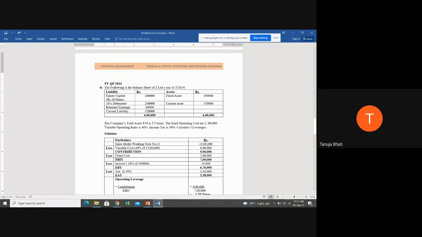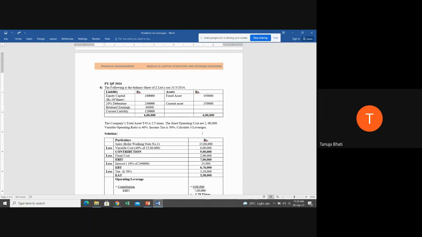Okay, the company's total asset turnover ratio is 2.5 times. What is the meaning of turnover, students? Turnover is nothing but your sales. So total asset turnover ratio is 2.5 times. The fixed cost is 2 lakhs given. The variable cost is 40%. And I told you variable cost is always related to your sales. So suppose if your sales is X, your variable cost will be 40% of X. And income tax is given as 50%. Calculate the three leverages. By three leverages, they mean operating, financial, and combined leverage.